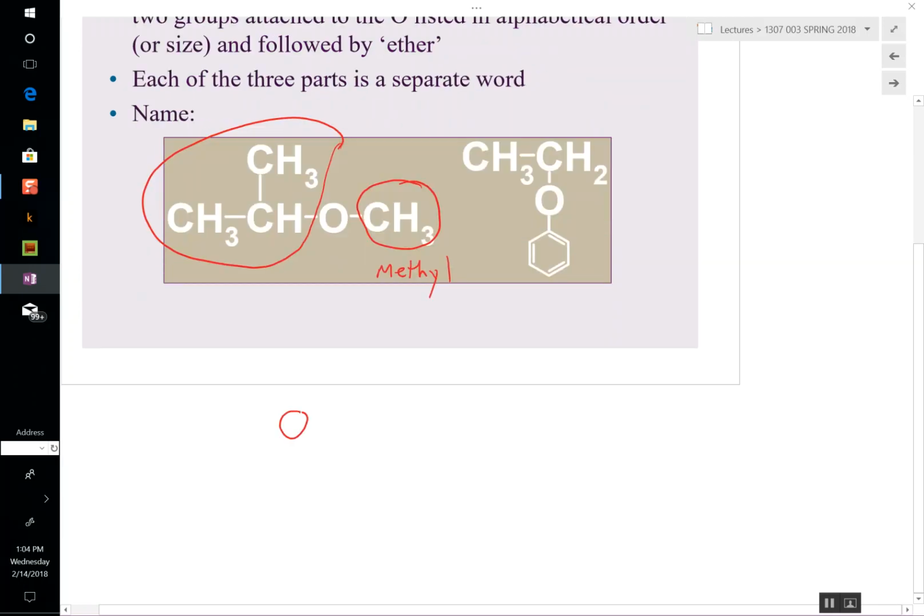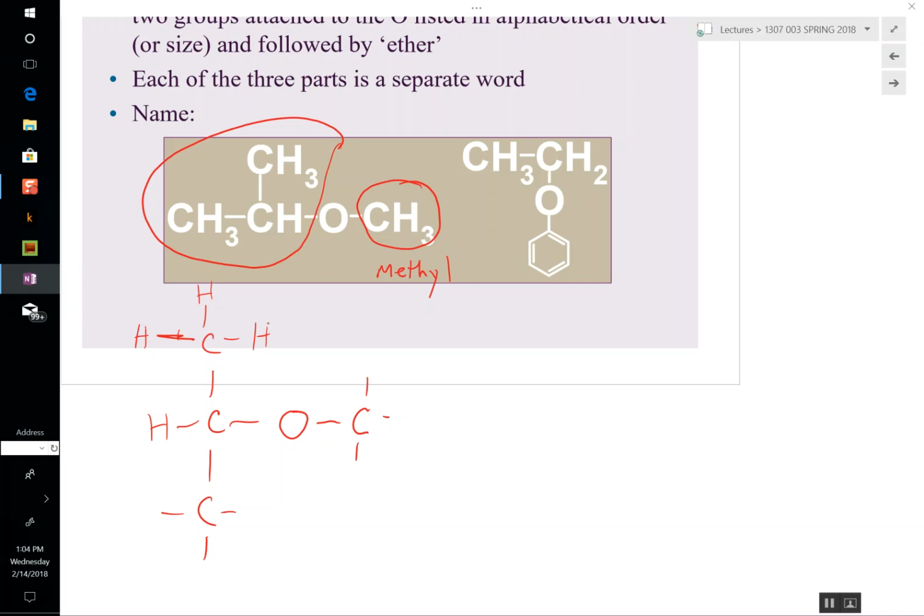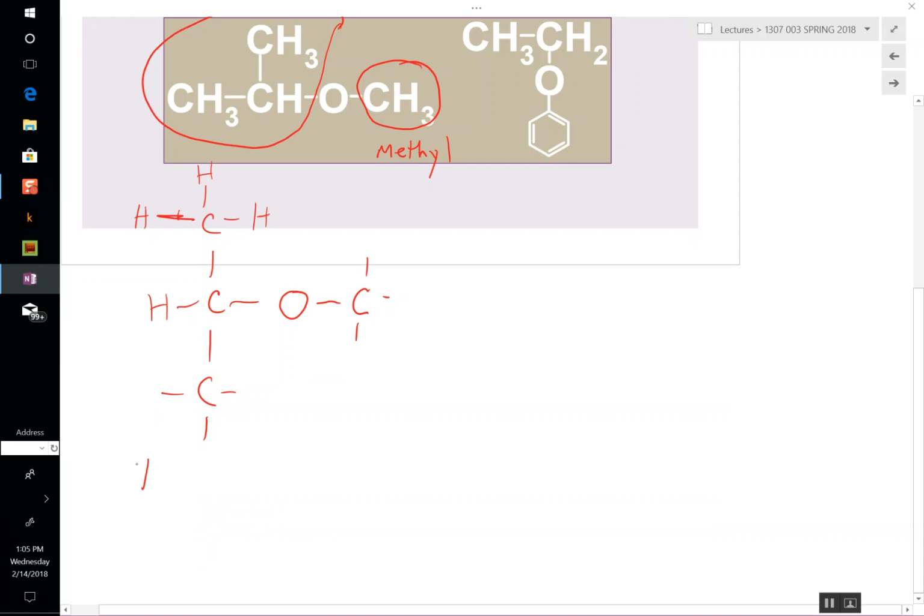If you want to think about it this way, you might see it better. So that's an isopropyl group. It's not a propyl, it's an isopropyl. Propyl would be attached to the end, but here it's attached in the middle of the 3-carbon substituent. So this is called isopropyl methyl ether.